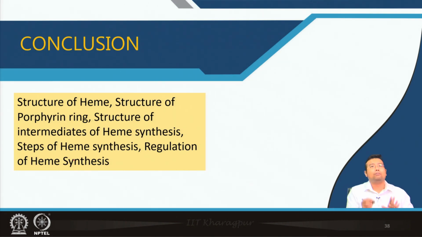So, to conclude, we have discussed in detail the structure of heme, the pyrrole ring, the porphyrin ring. We have discussed the intermediates of heme synthesis, but I already told you structurally these may not be important, but the final heme molecule is very important. We have discussed the steps of heme synthesis, and we have discussed how heme synthesis is regulated.